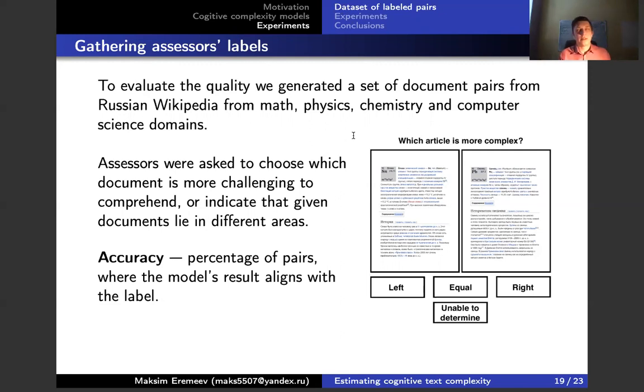The topic modeling approach, namely ARTM, the additive regularization of topic models, was used to cluster the documents by fields. However, if there still occurred a pair of documents from different areas, assessors had the opportunity to indicate that. Each pair was labeled by two assessors to avoid human factor mistakes. So we can use this data set not only to fit the aggregated model, but also to validate our unsupervised ones. We use the accuracy score as our target metric, the percentage of pairs where model results and the assessor results align.